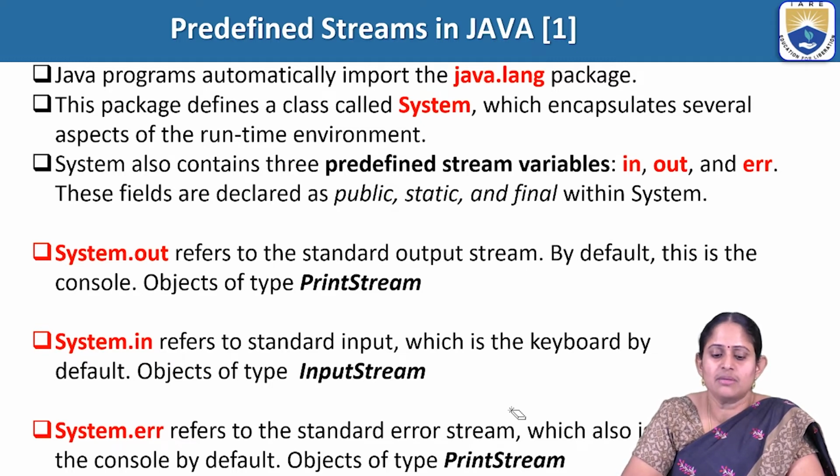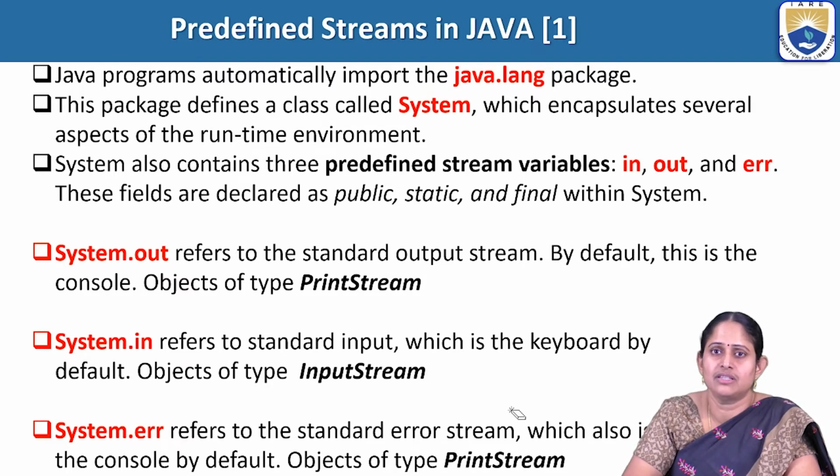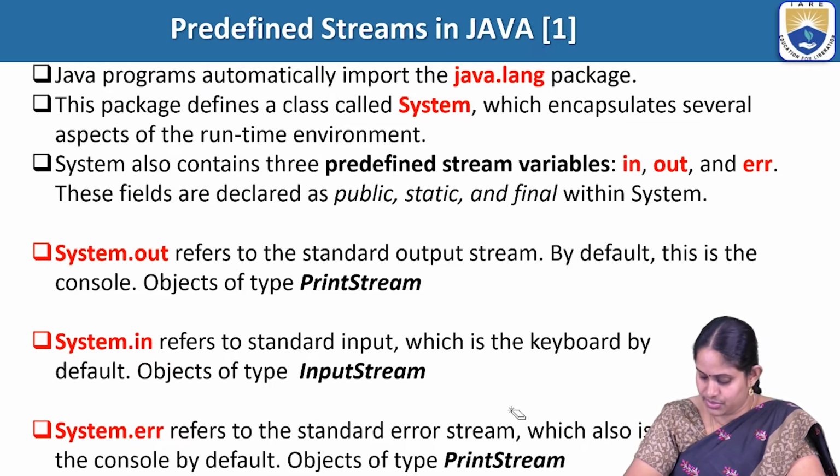System.out refers to the standard output stream, wherein we write data. It basically forms the console, and it is an object of the PrintStream type. System.in refers to the standard input, which is the keyboard by default, and it is of type InputStream. System.err refers to the standard error stream, which is again the console by default, and it is also of type PrintStream.